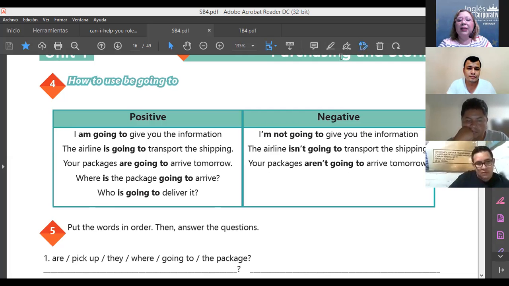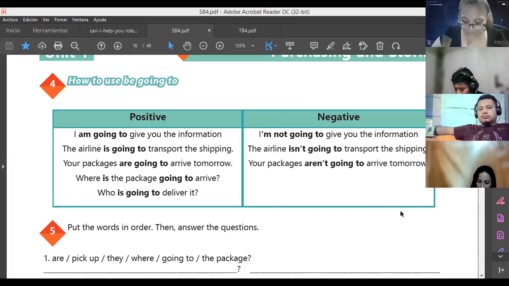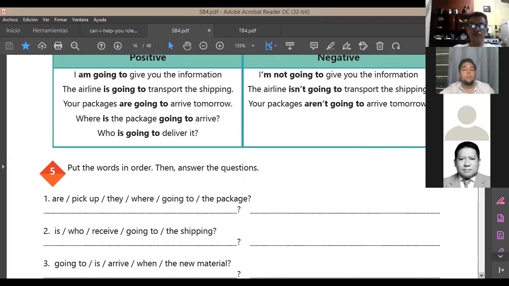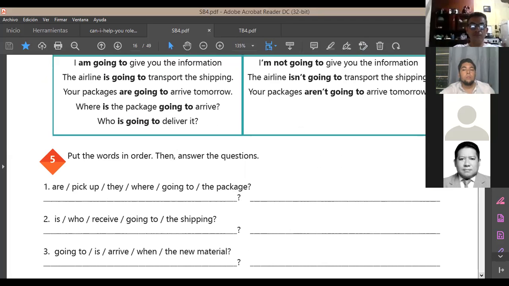Vamos a ver en la forma negativa. Your packages aren't going to arrive tomorrow. Oh, that's really frustrating when you don't receive the package that you really need, right? In that day, in that specific time. Okay, vamos a ver entonces, according to this, y como ya manejamos un poquito el be going to, digamos, vamos a tratar de armar estas oraciones. Estas son preguntas, ¿sí? Vamos a armar hoy las preguntas y mañana vamos a dar respuestas, ¿ok?